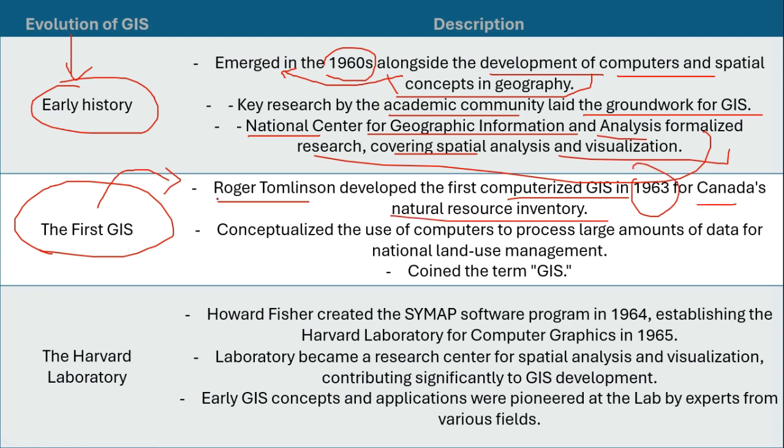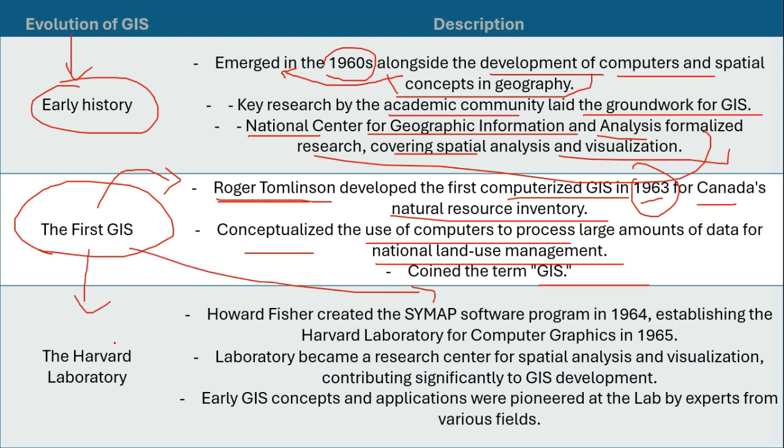Roger Tomlinson is the father of GIS, as he first developed the computerized GIS in 1963 and also conceptualized the use of computers to process large amounts of data for national land use management. And he also coined the term GIS.